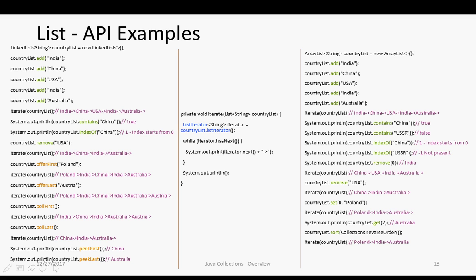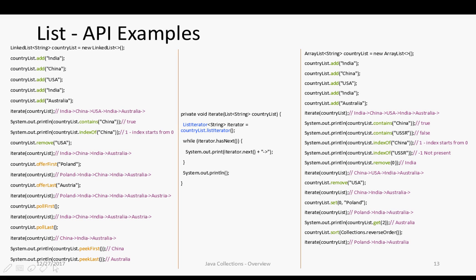While I can remove by object as well, where it's going to make use of the equals method and check whether USA exists. Yes, it does. So it will remove the entry of USA from the list. While I could replace the element at index 0 with Poland. Index 0 contains China, so I'm going to replace it with Poland. While I can get the element at index 2. Remember, it's 0, 1, and 2. So Australia is the one that is residing at index 2.